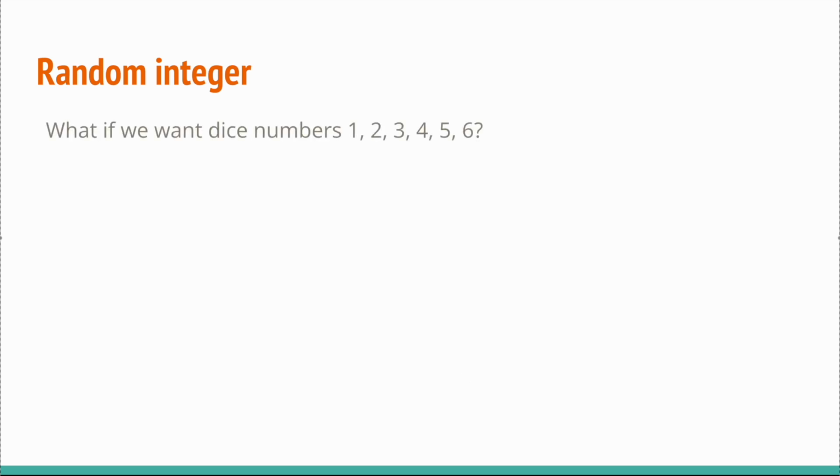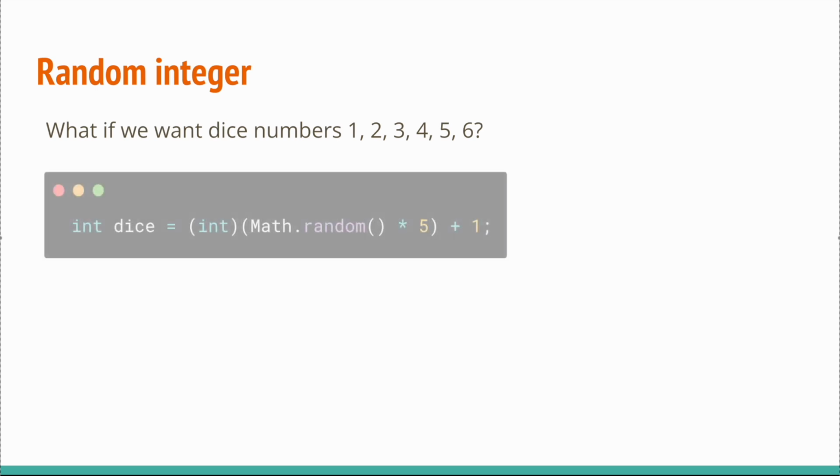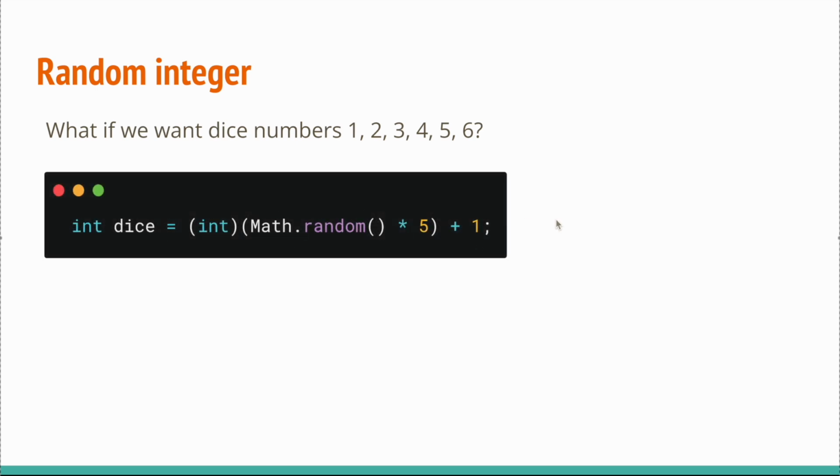So if you want a random dice number from 1 to 6 inclusive, what do you think you should do? You might think that we would write a similar piece of code where you just cast it as an int using the random double formula.